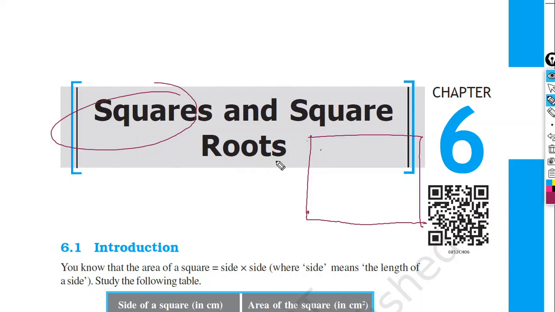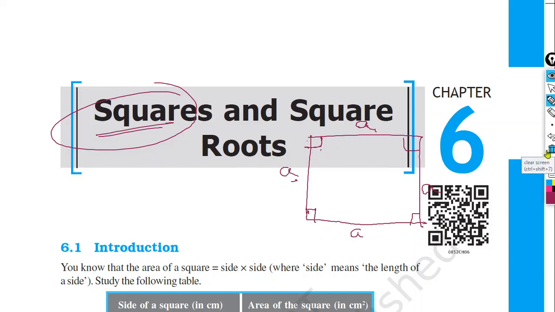In that special type of quadrilateral which is called a square, what is the speciality? It has four equal sides. If we take one side as A, then all these sides are A. All angles are also equal, that means all the angles are 90 degrees. So a square is an equilateral and equiangular quadrilateral.